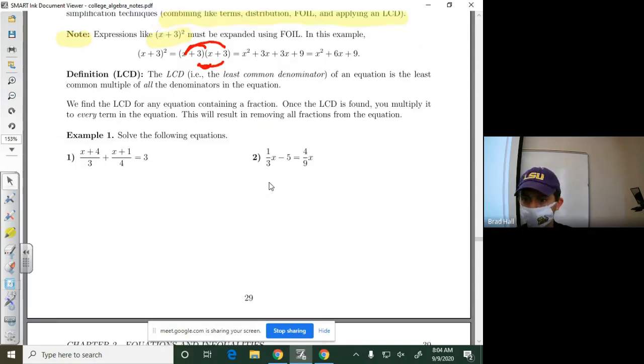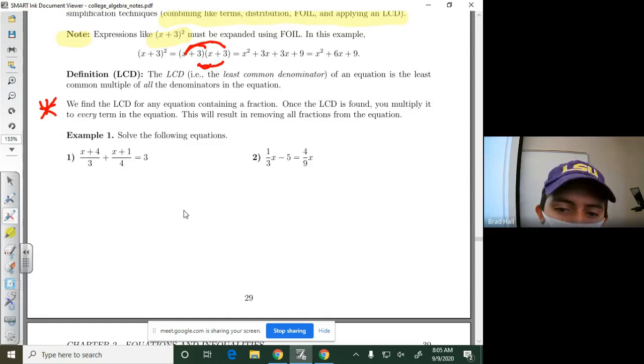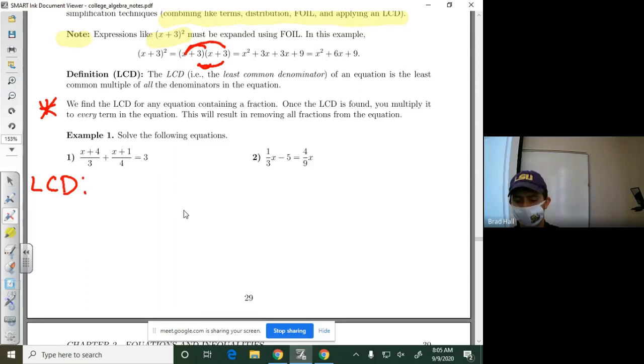Looking at example 1 here, normally my thought process is that anytime I see a fraction, I'm going to think LCD. This is something I'll be pretty consistent with for the remainder of the semester. If you have an equation you're trying to solve and there's a fraction, I'm going to mention the least common denominator first. It might already be something you're familiar with: I see a fraction, I think least common denominator.